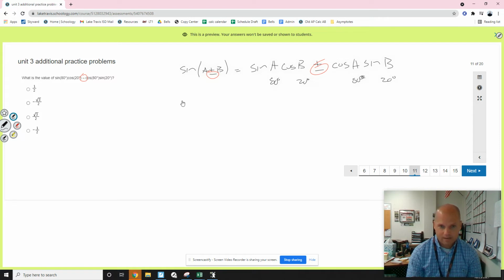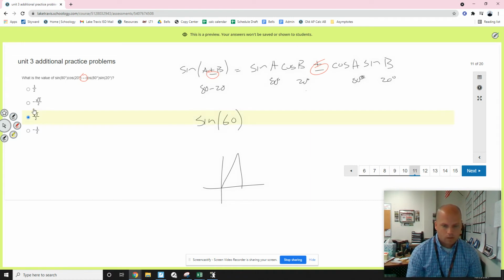Which means I can write this statement, sine 80 cos 20 minus cos 80 sine 20, as sine of 80 minus 20. Sine 80 minus 20, that's just sine 60. What's the sine of 60 degrees? I know that, 60 degrees. Sine is root 3 over 2. Boom.